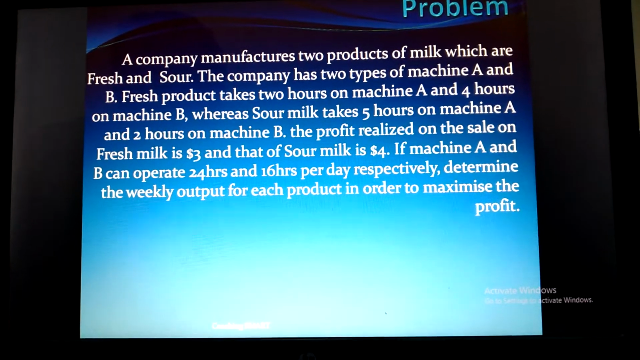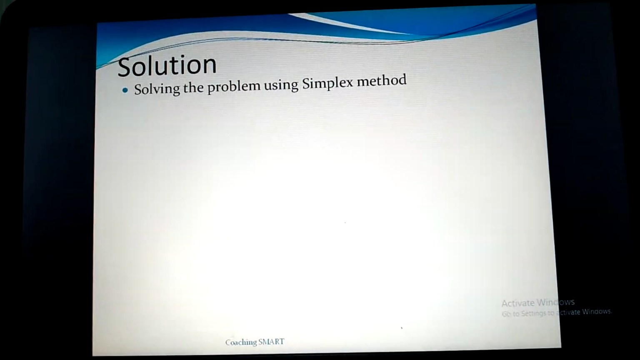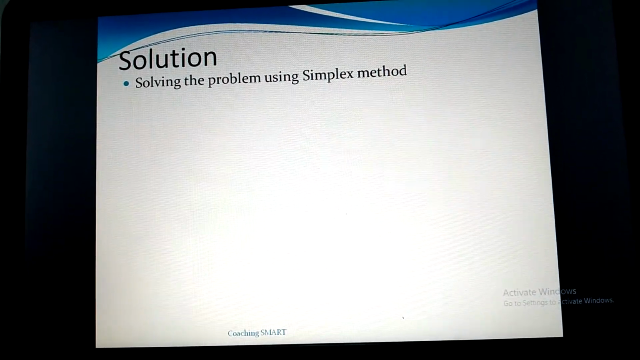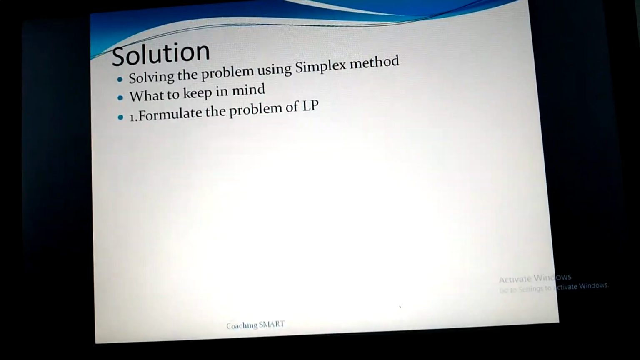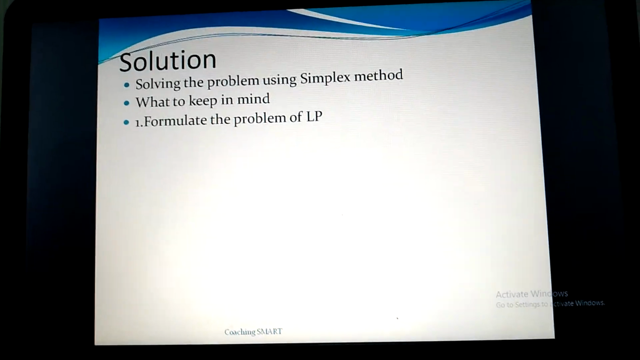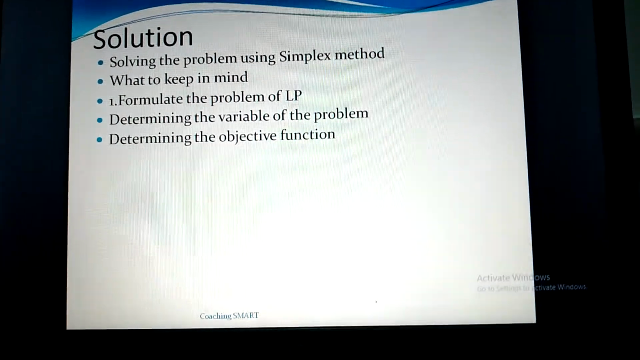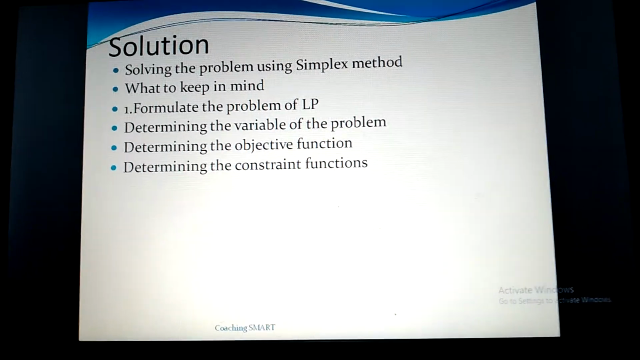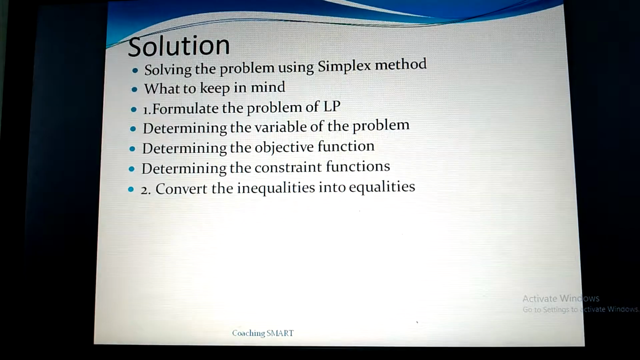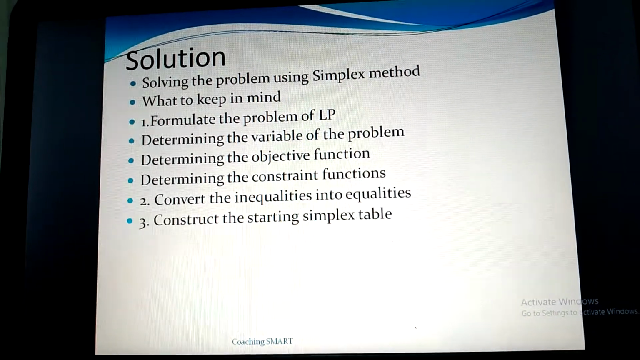So that's the nature of the question that we expect. So how do we solve this question? Number one, solving the problem using the simplex method. What to keep in mind? 1. Formulate the problem as a linear programming problem. 2. Determine the variables of the problem. 3. Determine the objective function. 4. Determine the constraint functions. 5. Convert the inequalities into equalities.